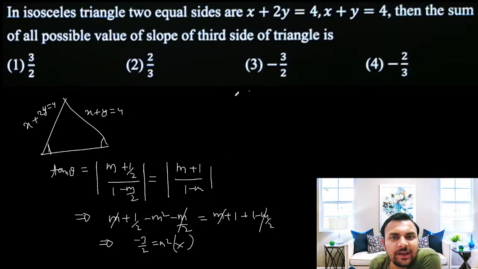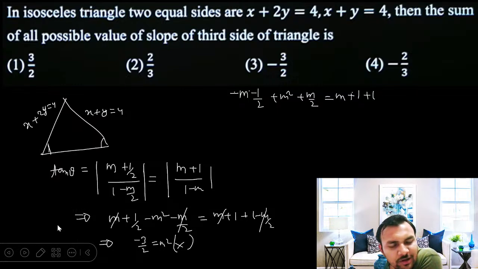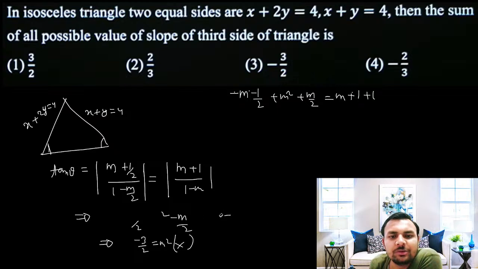So we'll simply multiply the given equation with minus. So it will become minus m minus 1 by 2 plus m square plus m by 2 equal to m plus 1 minus m square. We did something wrong in this calculation also. So let's continue. Skipping steps will definitely make us make some mistake, otherwise it is solvable.